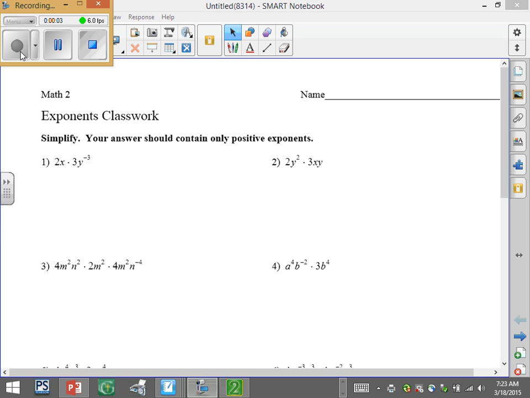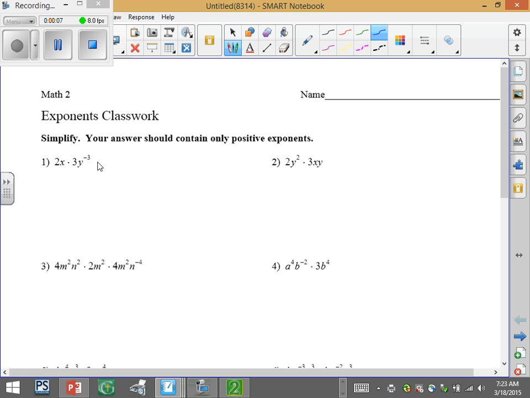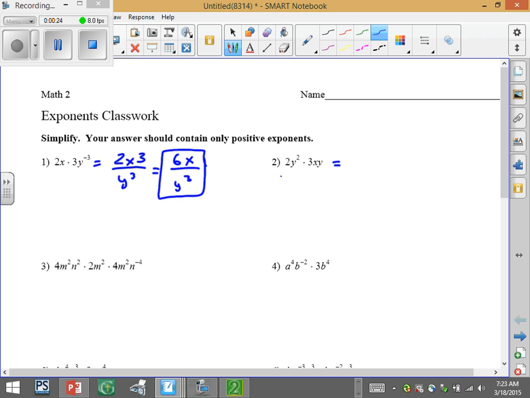A little bit more practice with exponents. The first one here, the 2, the x, and the 3 are all going to stay in the numerator. This y to the third is going to have to go to the denominator. Now just multiply the 2 times 3, so we end up with 6x in the numerator and y to the third in the denominator. Here we can multiply 2 times 3, which is 6. There's 1x, and there ends up being 3y's.